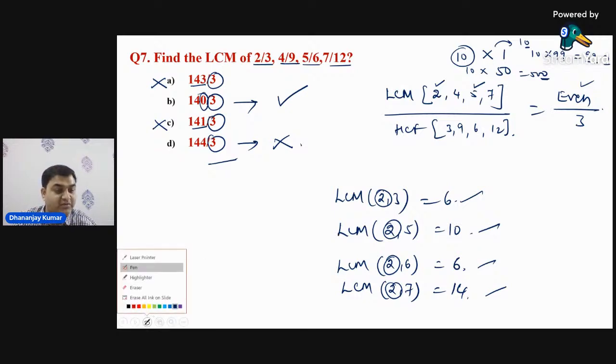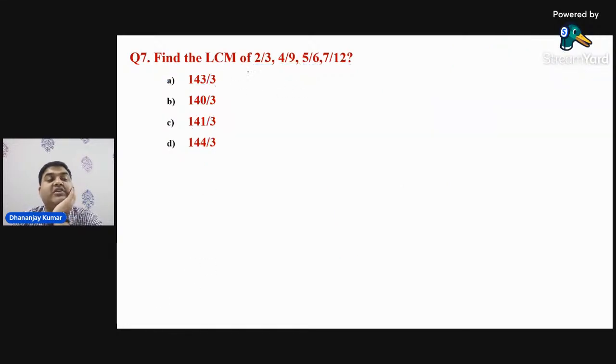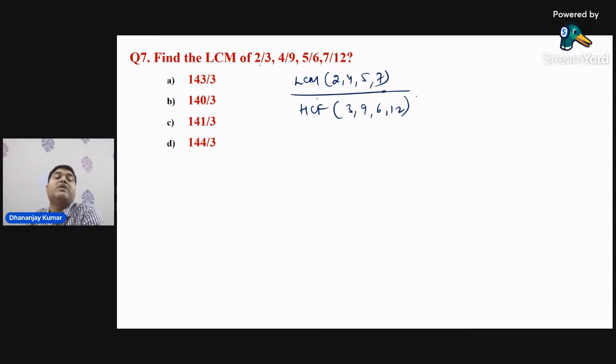I'll tell you once again what I did. I did not do anything. I just found the answer should be the LCM of 2, 4, 5 and 7, and then the HCF of 3, 9, 6 and 12. Instead of finding the actual answer, I did not go to the HCF part. Why? Because the denominators are all the same.